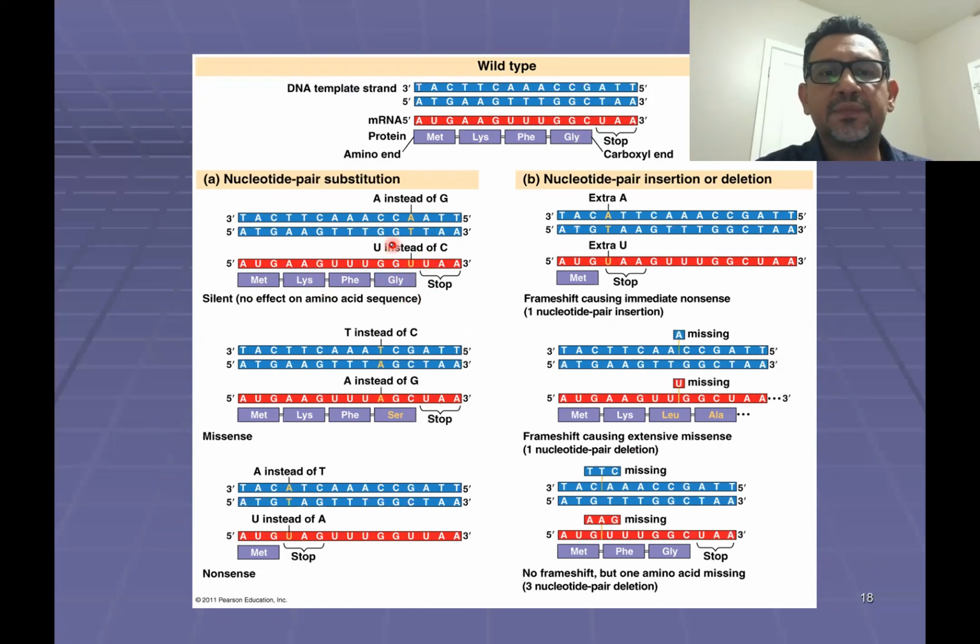Sometimes the substitution of a base, in the case of the GGC, the first G is changed for an A, and this calls for the amino acid serine. This one amino acid is incorrect.